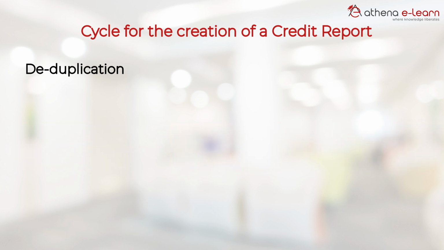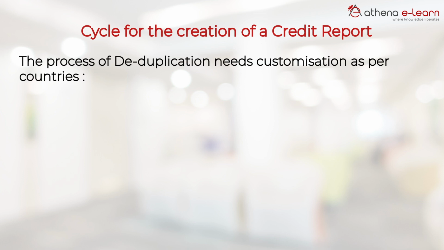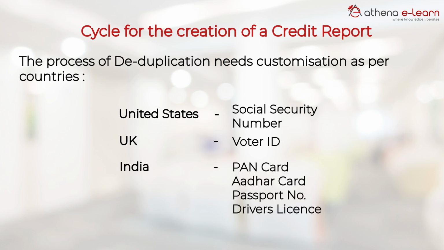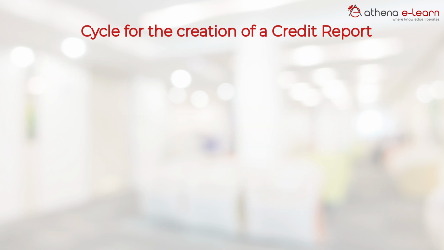That process of deduplication, as it is called in the industry, requires customization depending on the country. So for example, in the United States, it could be a social security number. In India, we have multiple because none of them is perfect. You have a PAN card, you have an Aadhaar card, you have a passport number, you have a driver's license, and each bureau in India has created a deduplication algorithm which allows them to pull out all data pertaining to me, only me, and all about me.